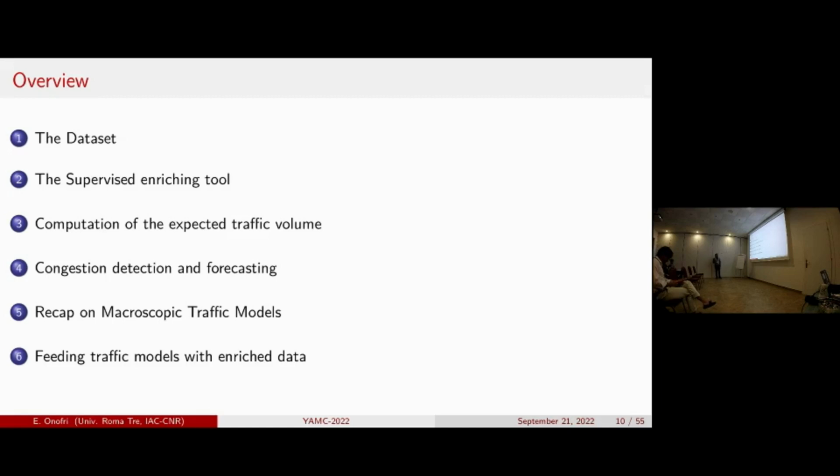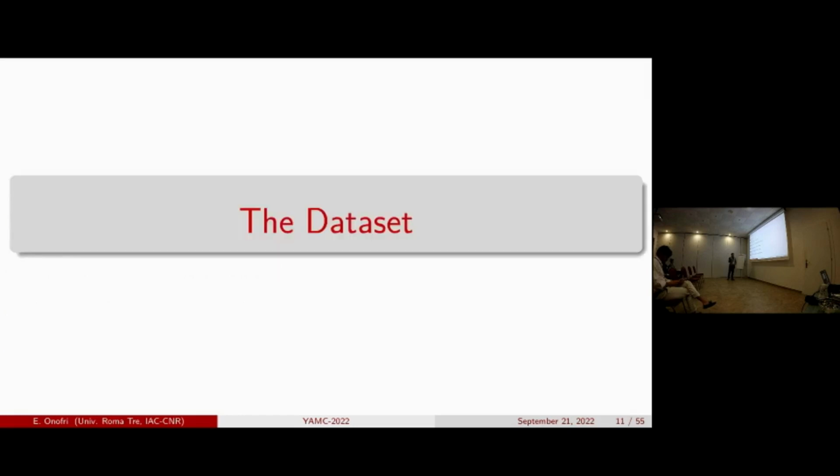Then we will give a brief recap on the microscopic traffic models. If all of you were here yesterday, I will skip that part, but since we are also recording, maybe I will just give you a few remarks. And finally, we will see how this data, in particular this enrichment, can be fed into the traffic models and then obtain better results. So, the dataset.